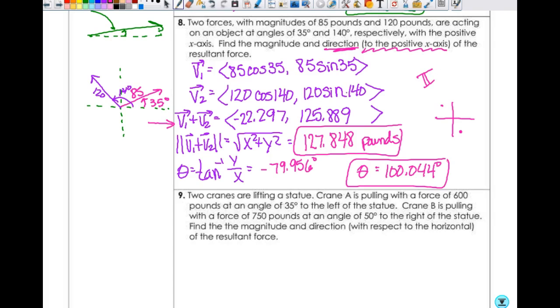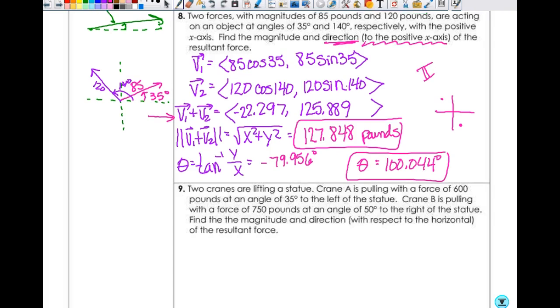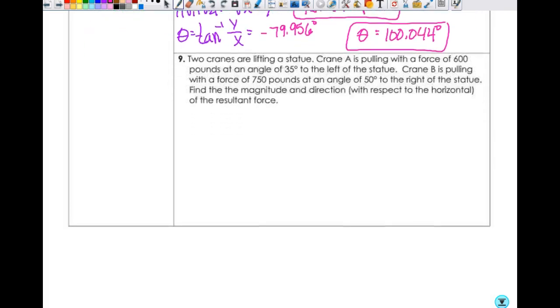All right, we're not going to work all of number 9, but we are going to draw the picture and talk about the angles at least. Once you get that far, I think you can type everything in. So this one says 2 cranes are lifting a statue. Crane A is pulling with a force of 600 pounds at an angle of 35 degrees to the left of the statue. So already that's weird. That's not theta. That's not a bearing. That's just some random angle they decided was with the statue, right? It doesn't really matter where you put the statue, because it could be laying down, whatever. But it probably is easiest just to think of the statue being vertical. But you should get the same thing no matter how you do it.